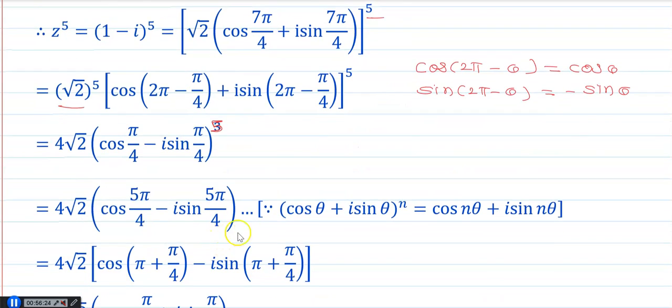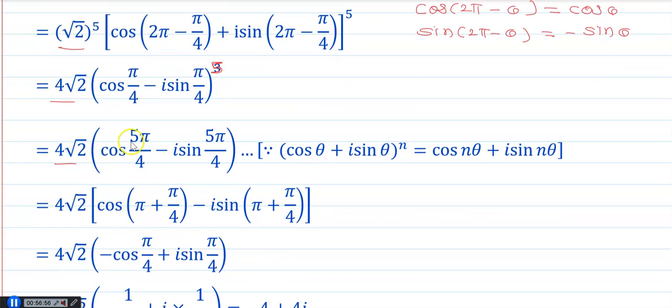Again, by using this formula, (cos theta plus i times sin theta) raised to n is equal to cos of n theta plus i times sin n theta. And hence, here root 2 raised to 5 means what? Root 2 into root 2, multiplied 5 times, then you will get 4 root 2. Here is again 4 root 2. (Cos of pi by 4 minus i times sin of pi by 4) raised to 5 is cos of 5 pi by 4 minus i times sin of 5 pi by 4. Now this 5 pi by 4 can be written as pi plus pi by 4.